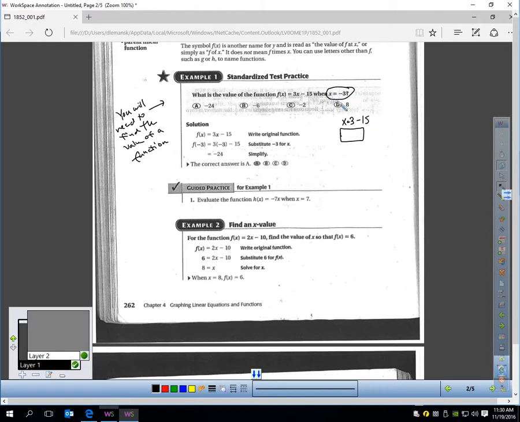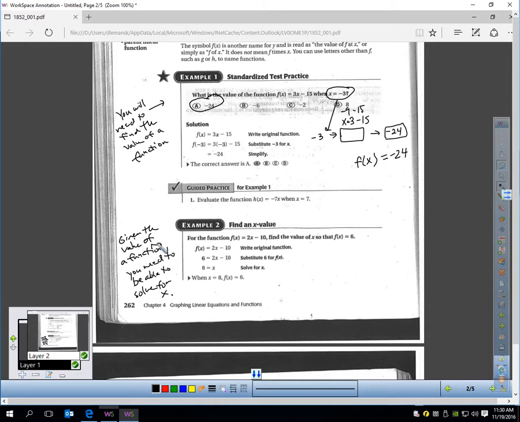And this is saying to take negative 3, put it in the box. So that's obviously telling you to take the 3 times the negative 3, which is negative 9, minus the 15, and that would equal negative 24. So the output of this, so f of x would have to equal negative 24, and that would be choice A.